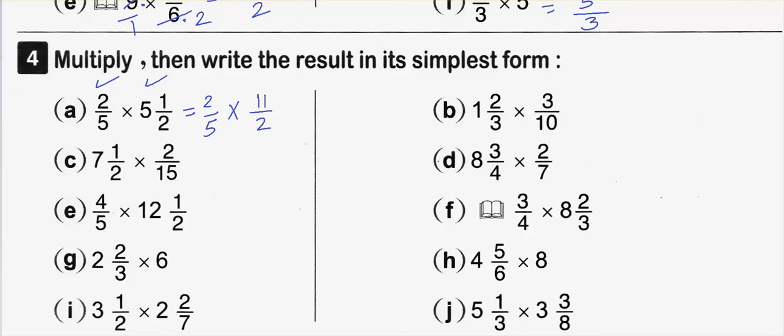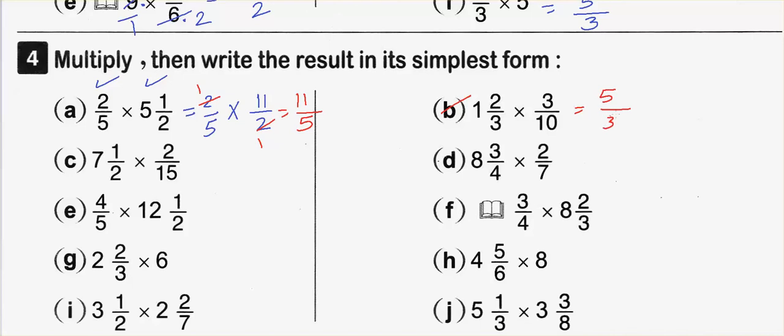The next step, 2 divided by 2 is 1. 11 over 5 is in the simplest form. 1 times 11 equals 11. 5 times 1 equals 5. Next, 1 and 2 over 3. 1 times 3 is 3, 3 plus 2 is 5.